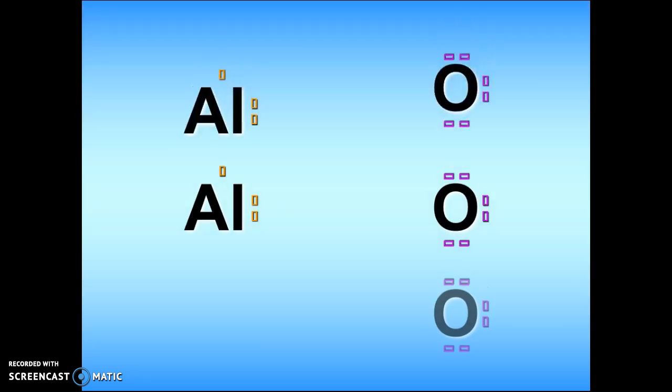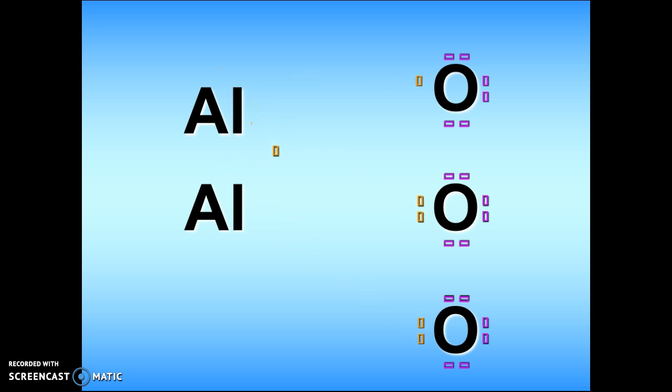Also happens with aluminum and oxygen. Here you can see it happens in a ratio of 2 to 3. Take a look at what happens to the aluminum valence electrons and how this bond forms.